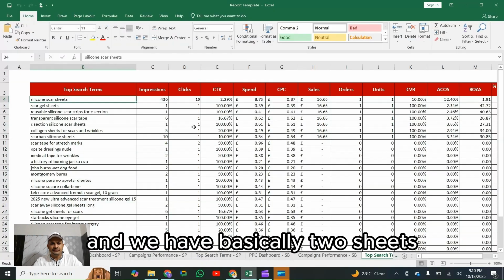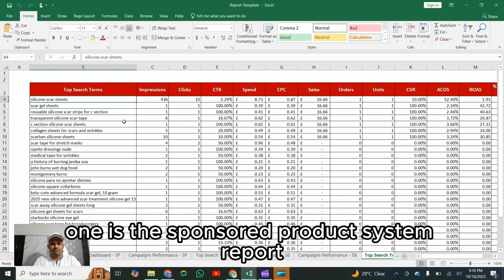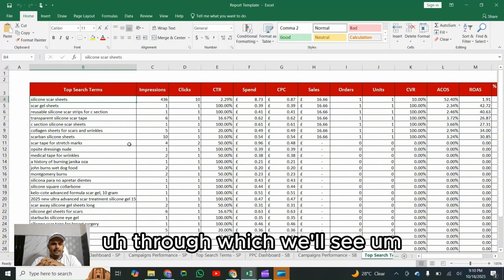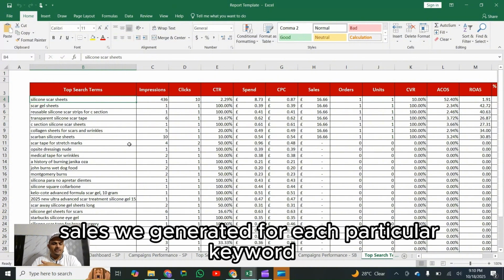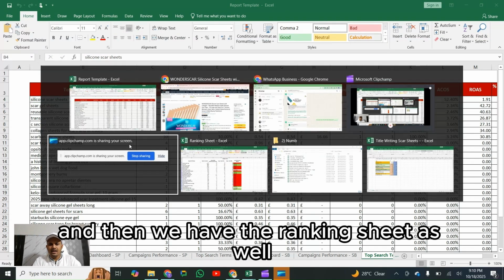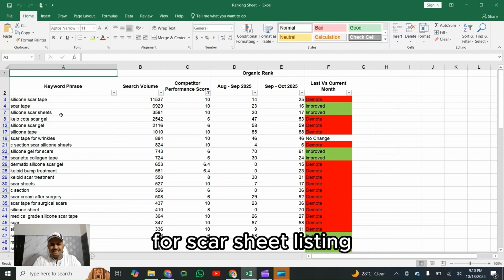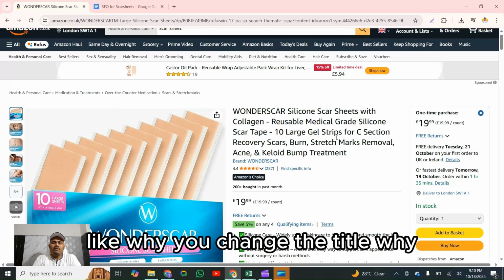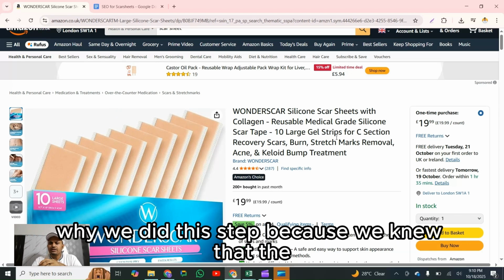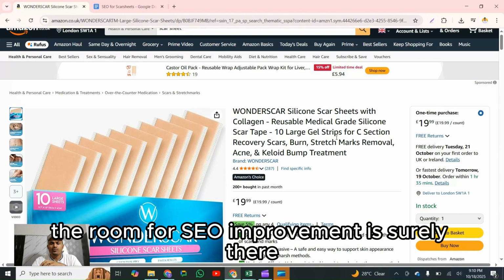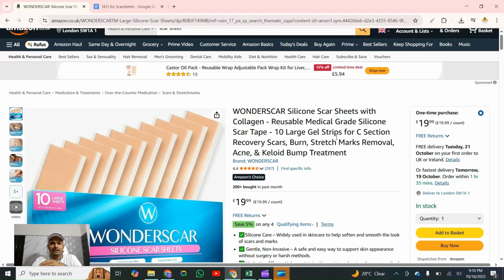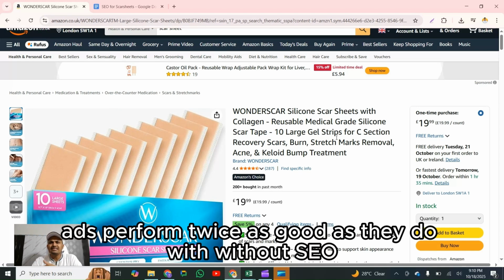And we have basically two sheets. One is the sponsored product system report, through which we will see how much sales we generated for each particular keyword, and then we have the ranking sheet as well for scar sheet listing. And that was the whole purpose. Why did we change the title? Because we knew that the room for SEO improvement is surely there. And once you have a solid SEO on the listing, ads perform twice as good as they do without SEO. So that's the difference.